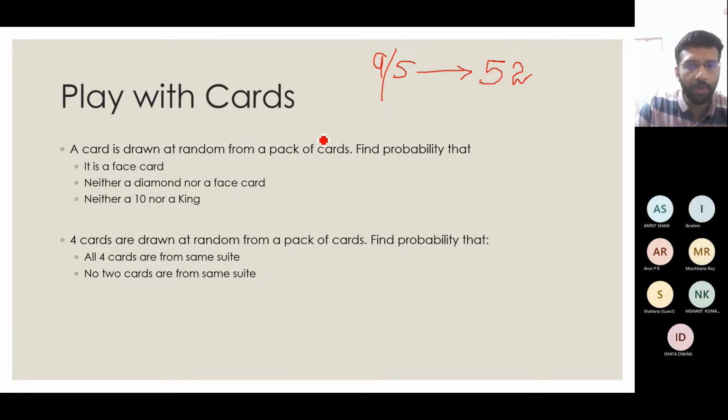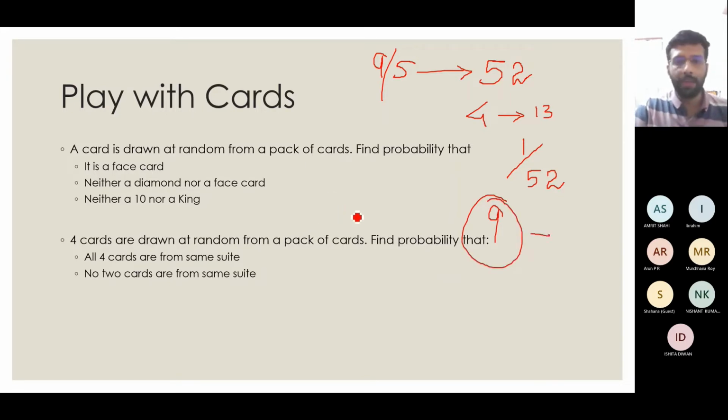Okay, so I have a total of 4 suits, each suit with 13 cards. So the 9 of spades is just a single card out of my total set of 52 cards. I have only one favorable case out of the total 52 cases, so my probability will be 1 by 52. Now we will add on some more cases. Instead of 9 of spades, what is my probability of getting a 9, if I draw a single card from a deck of 52 cards?